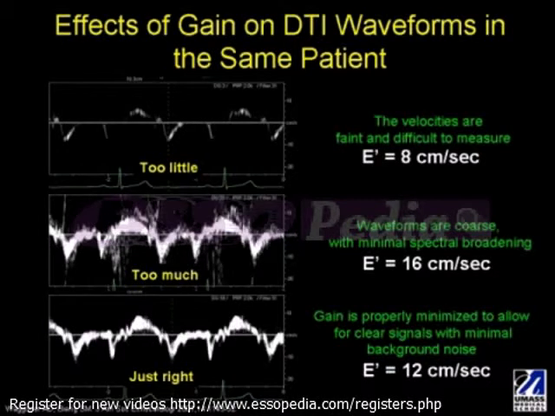Suffice to say that during the validation studies, knowing Dr. Nagueh's and Dr. Oh's work, that in Dr. Ommen's work, the tissue Doppler, like all Doppler variables, was fine-tuned to really accentuate the Doppler signal. So what you see here with gain that is properly minimized allows for clear signals with minimal background noise, and you can see that the E prime velocity equals 12 centimeters per second, which probably really represents the true myocardial relaxation.